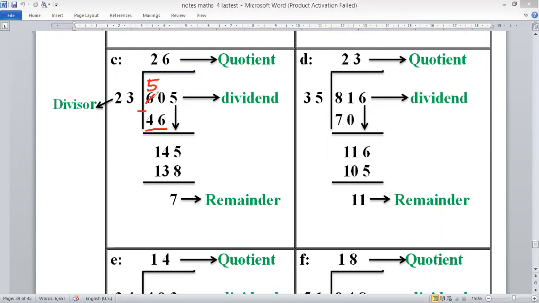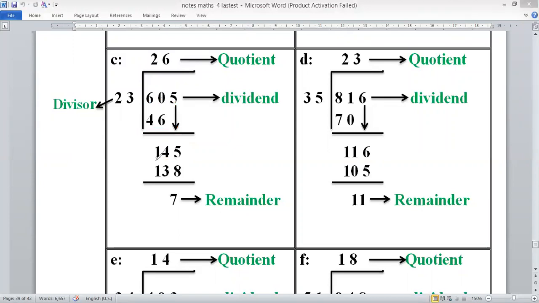When we take 10 carry from 6, we get 5 here. Cut 0, write 10. 10 plus 0, 10. 10 minus 6, 4. 5 minus 4, 1. And after that, we will shift this 5 down. So we get 145.